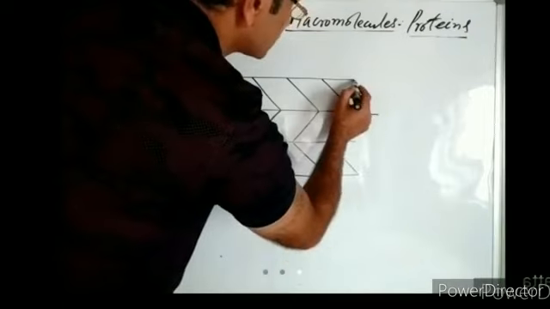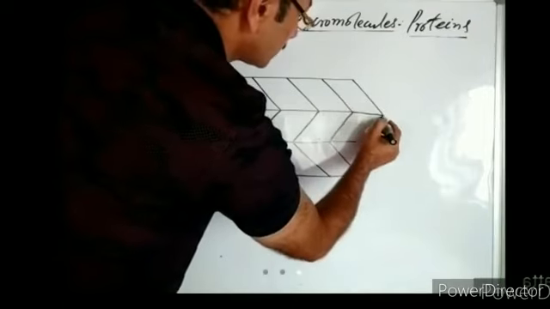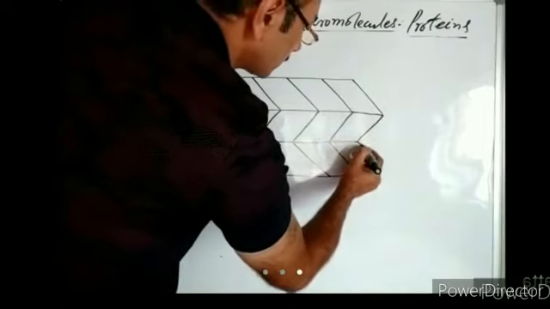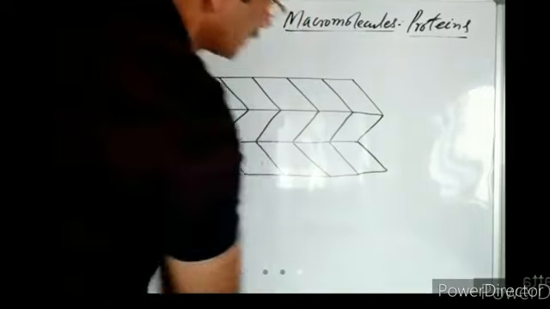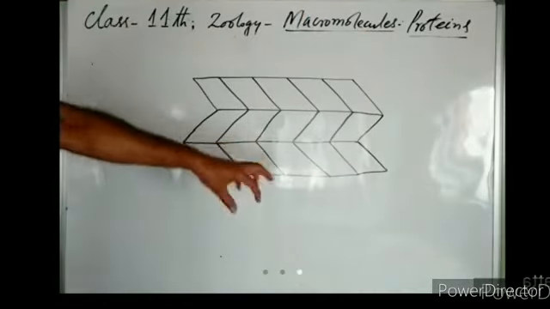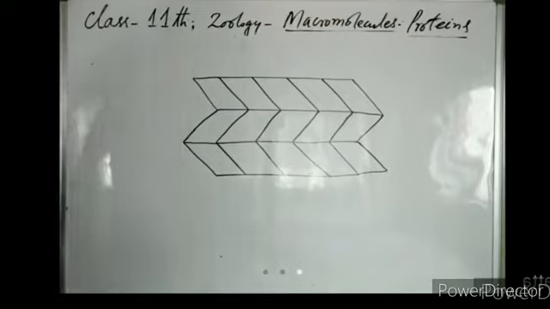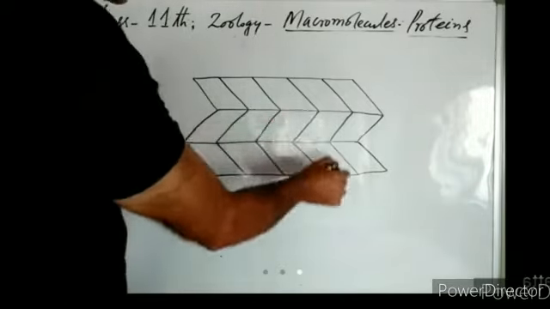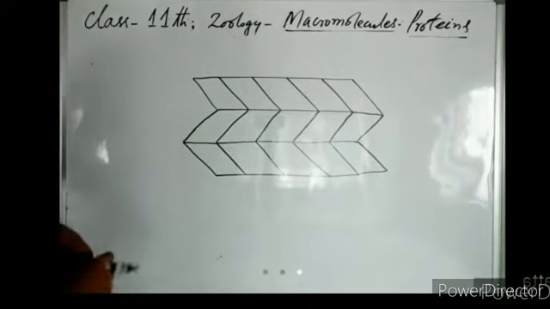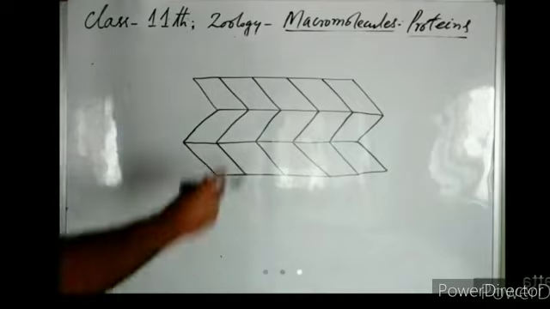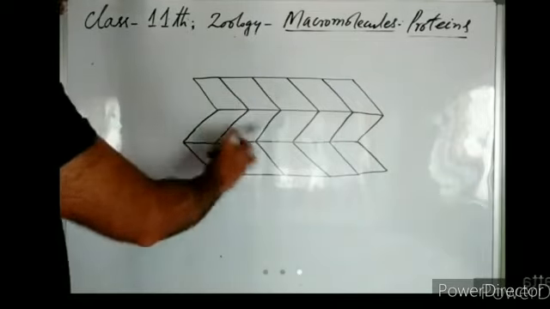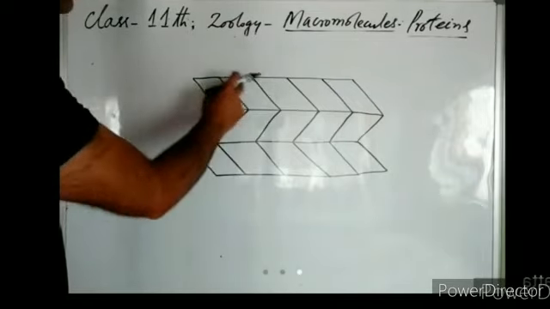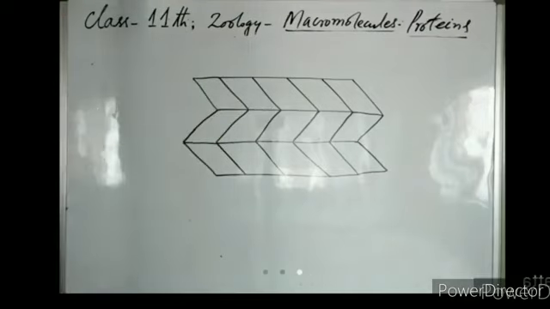Let's extend this to this point. So this is the diagrammatic representation of a beta pleated sheet. So this represents one polypeptide, another polypeptide, another polypeptide, another polypeptide, another polypeptide, right? So you can draw 3 or 4 polypeptides in this way. And these 3 or 4 polypeptides are linked by hydrogen bonds between their amino groups and carboxylic groups.